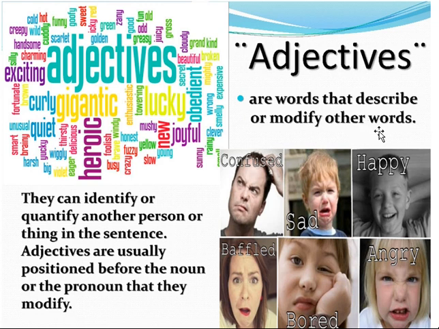Or in other words, you can say adjectives are the words which tell about our moods and our different qualities. They can qualify another noun or thing in the sentence. Adjectives are usually positioned before a noun or pronoun that they modify.